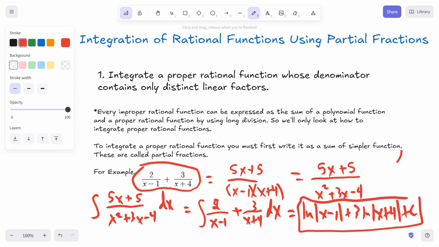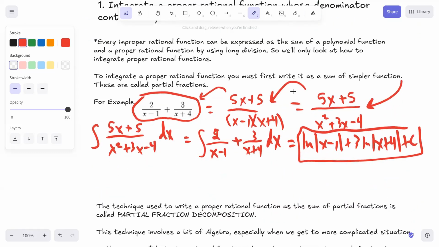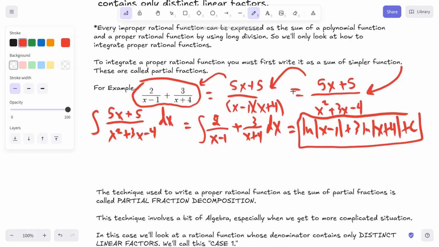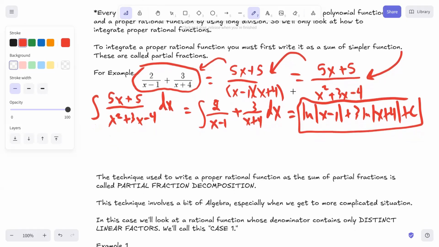Now, the tricky part is typically the integrand is going to be expressed as a rational function, and it's relatively easy to factor the denominator. The thing is to get them as a sum of simpler functions called partial fractions. This technique is called partial fraction decomposition. It involves a bit of algebra, especially when we get to the more complicated situations.